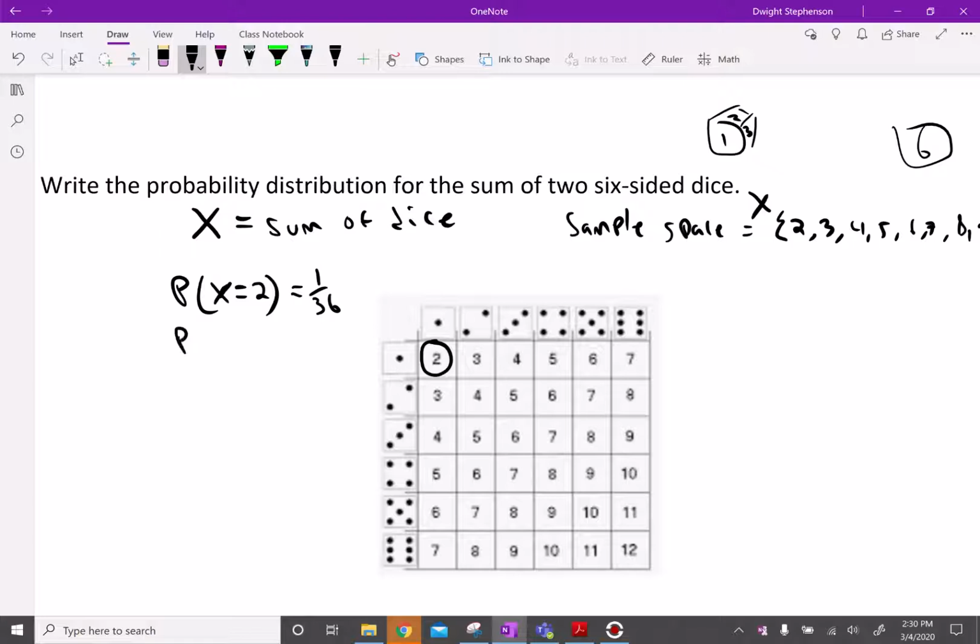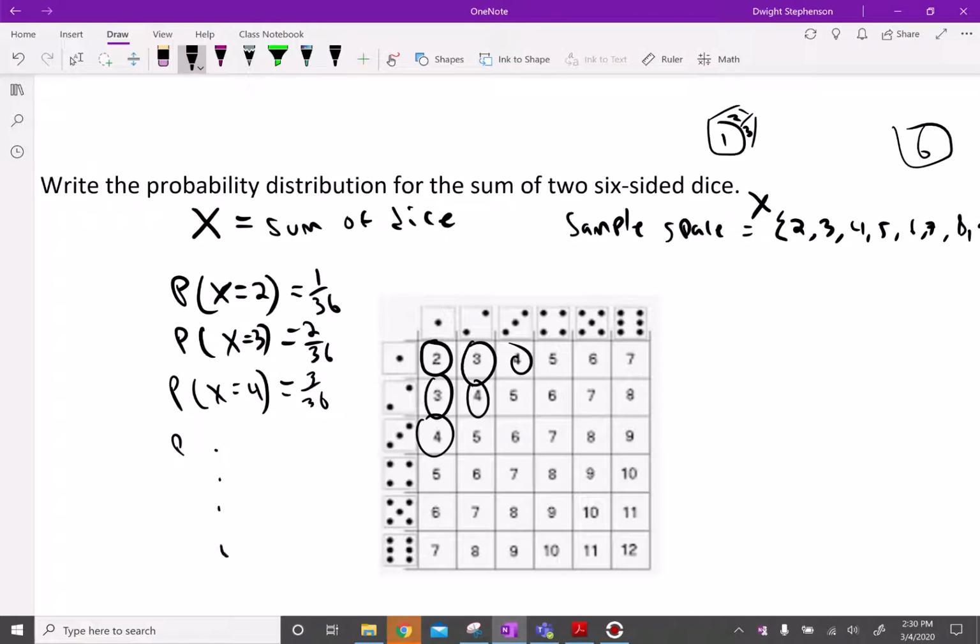You might then ask, okay, what's the probability that x is 3? And that's going to be, okay, well, there are 2 3s. So that's 2 out of 36, or 1 over 18. And you could write out all the probabilities for all the sums. And 4 is 1, 2, 3, so it would be 3 out of 36, and so on. And then this is basically what you use to create your probability distribution.